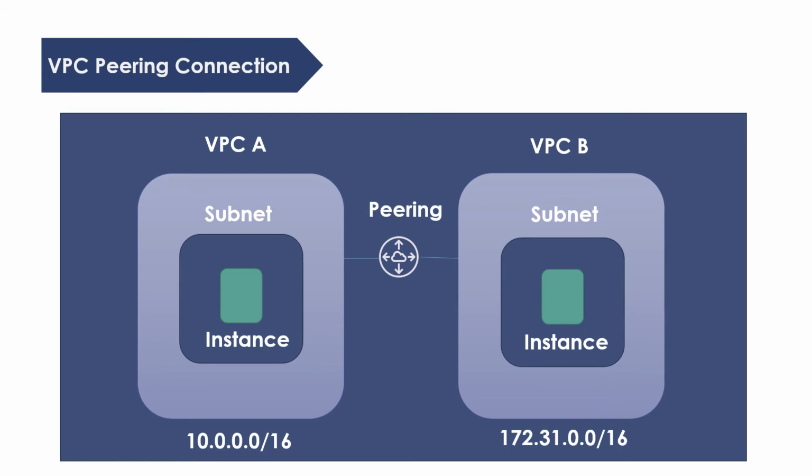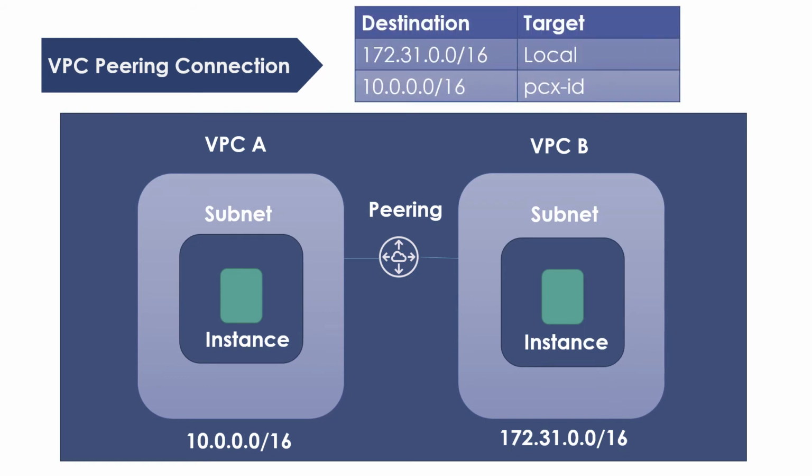Then there should be an entry added to the route table of both the VPCs with the destination as the IP address of the VPC to be connected with, and the target is a peering connection ID, which will enable the instances in both the VPCs to communicate with each other. So the one shown here in the diagram is the route table config of VPC B, which has the destination as the VPC A and the target as the peering ID.